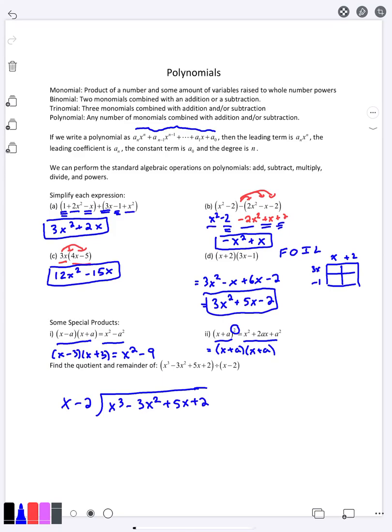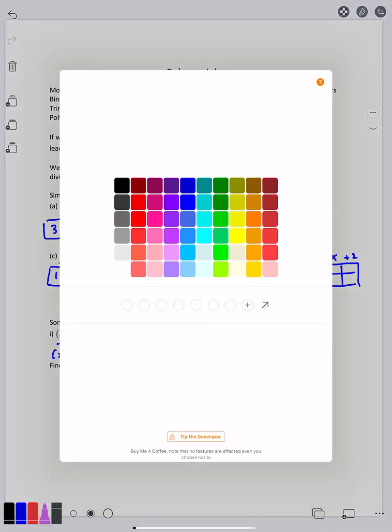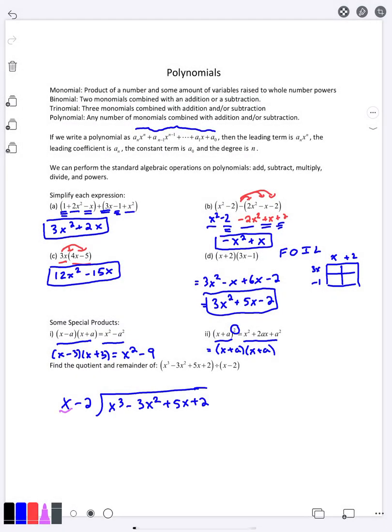And then here's how I teach this. First things first, you look at the outer number, and you look at the first thing in there, x to x cubed. Think about what you have to multiply x by to get x cubed. I had to multiply by x squared. That's what I call the goes into stage.